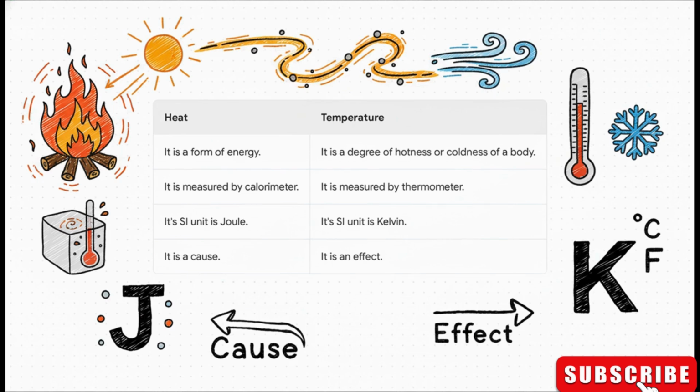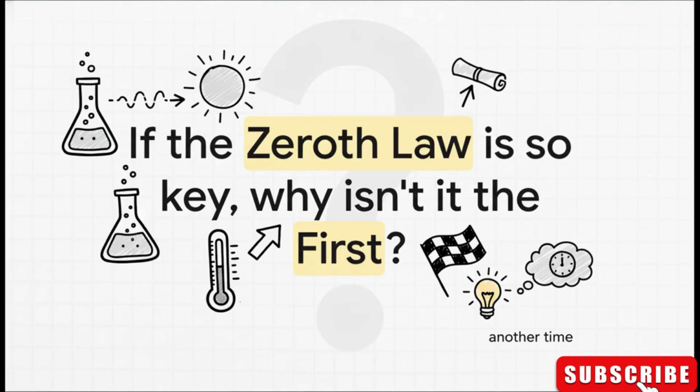And here's the absolute key, the thing to remember. Heat is the cause, temperature is the effect. You add heat, the cause, and you see the temperature go up, the effect. So, let's wrap it all up. Heat is the energy. Temperature is the reading on the thermometer. Heat is the why. Temperature is the what happened. It's a simple distinction, but it's absolutely fundamental to, well, pretty much everything.